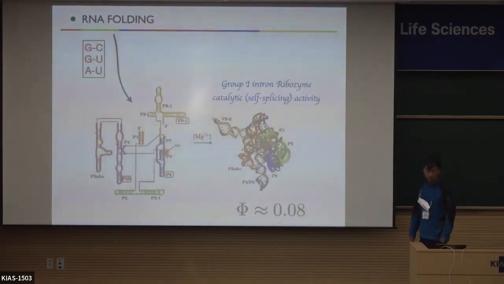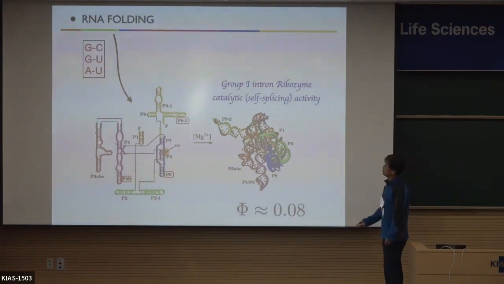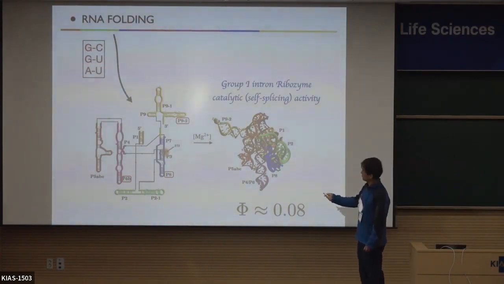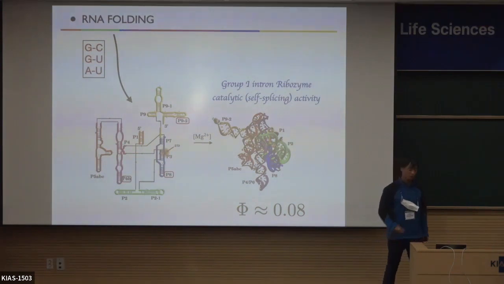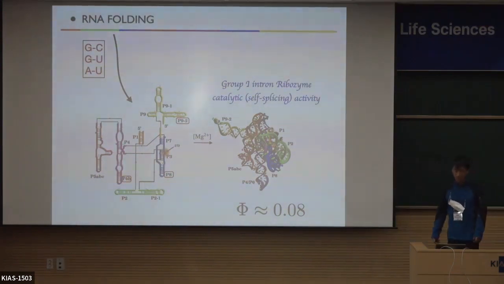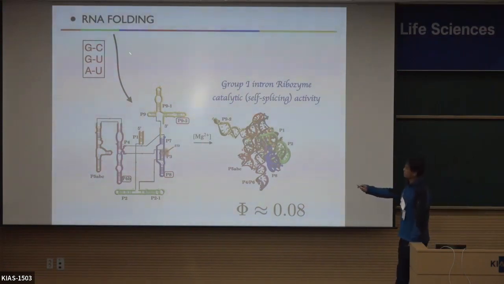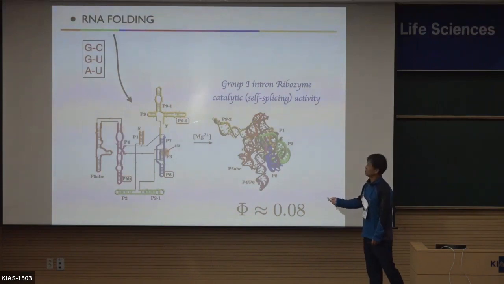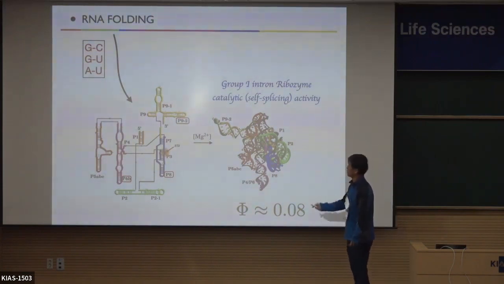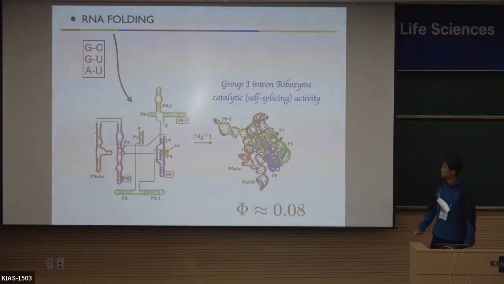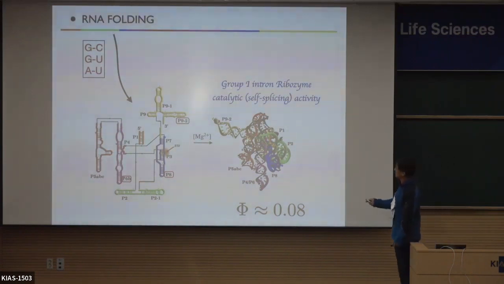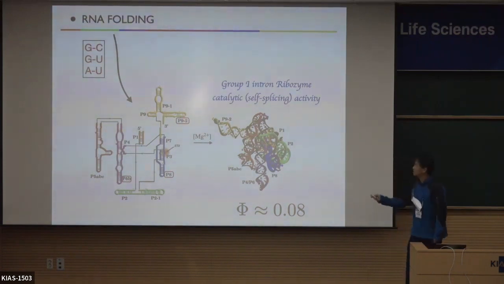So shifting gears to RNA folding, the story is about the same, but slightly different. The story is the same in a sense that this RNA is defined by a sequence of four different bases, G, U, C, A, and it first collapses into some secondary structure, and then under some proper condition like a magnesium ion, it assembles into a three-dimensional structure. This particular RNA, which I'm showing, is a group 1 intron ribozyme, and it displays catalytic activity, I mean self-splicing catalytic activity.